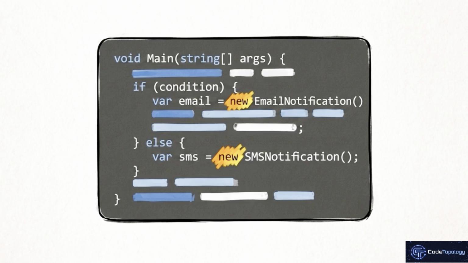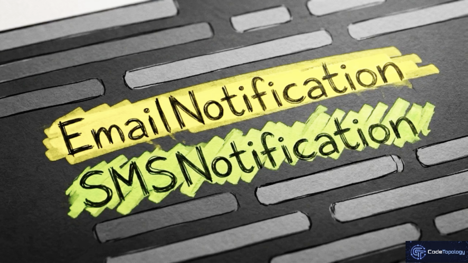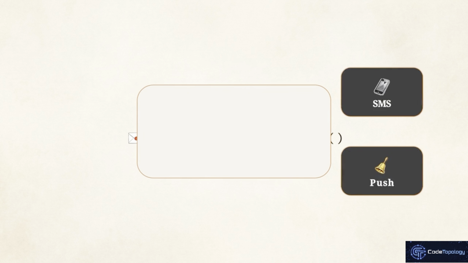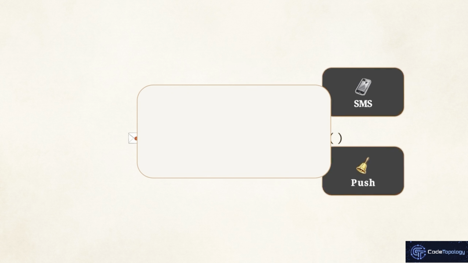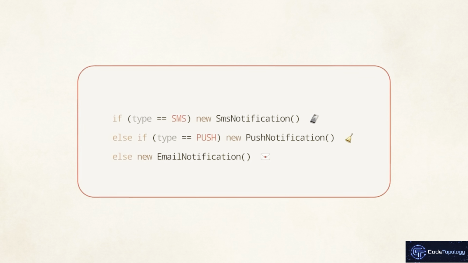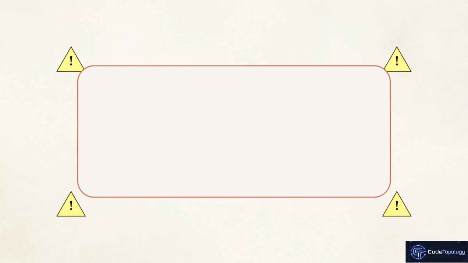Take a look at this naive block of code. The client logic directly instantiates specific objects using the new keyword. It explicitly names the concrete classes it wants to build. The danger here surfaces the moment your business requirements expand. If you need to add a third or fourth variant, you are forced to crack open this existing, perfectly working block of client logic to add more conditional branches.